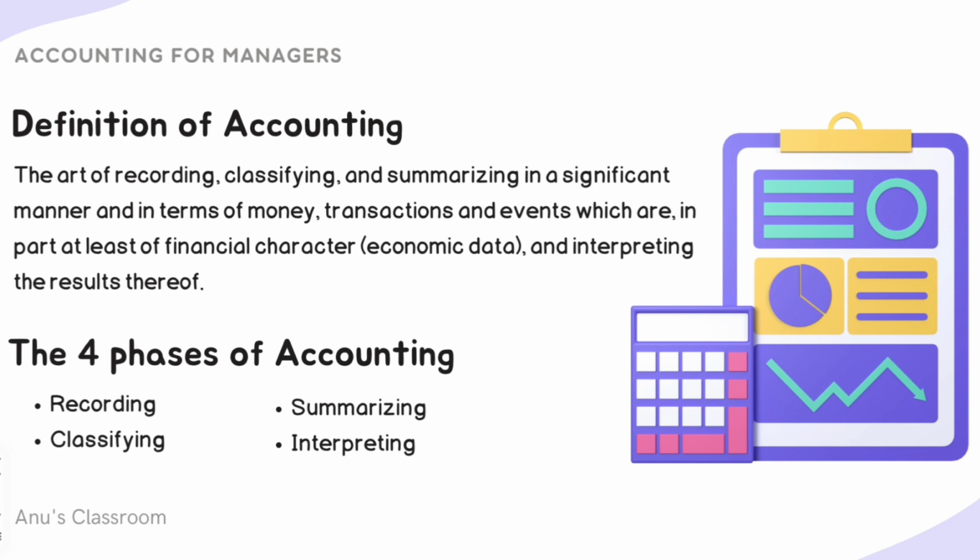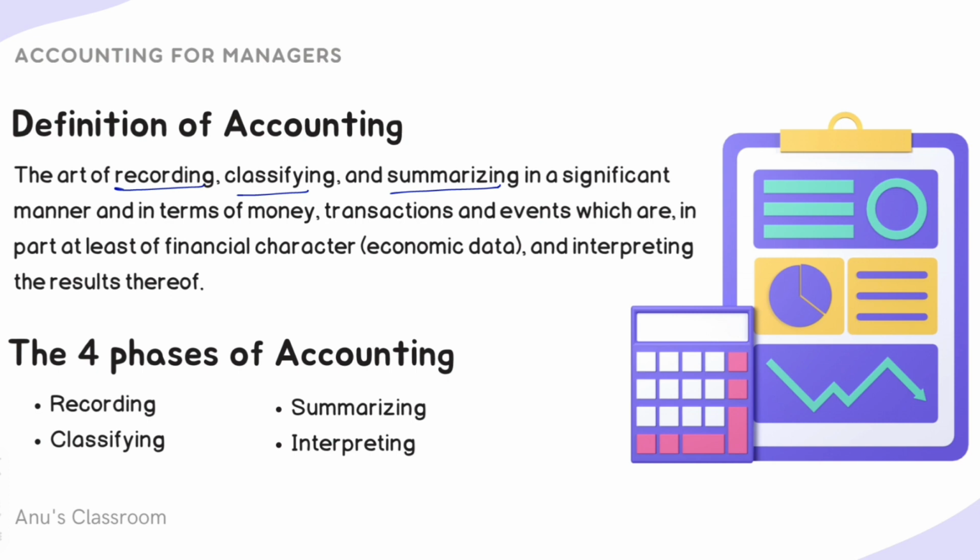So let us recap quickly what accounting is defined as. According to AICPA, we define accounting as the art of recording, classifying, and summarizing in a significant manner and in terms of money, transactions, and events which are in part at least of financial character and interpreting the results thereof. So in short, accounting is recording, classifying, and summarizing in terms of money. Recording in terms of money, classifying in terms of money, and summarizing in terms of money.